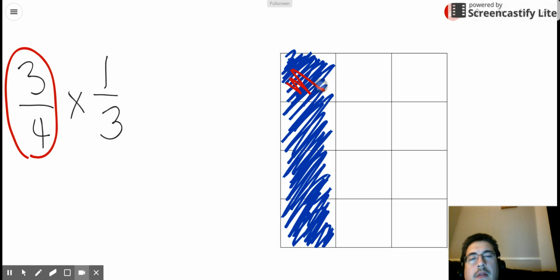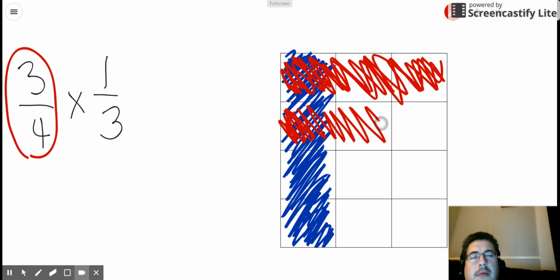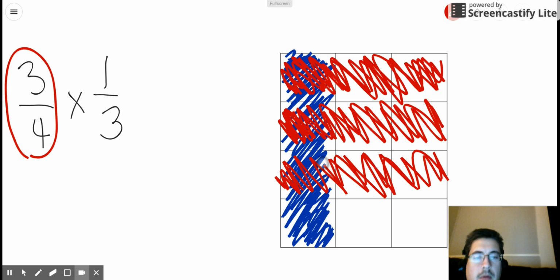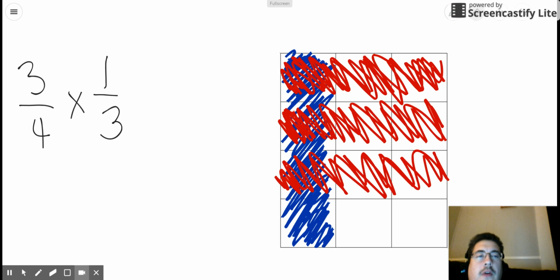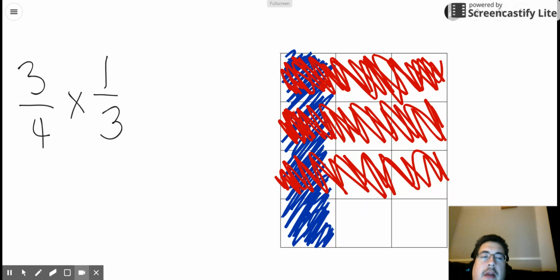So I'm going to color in three of my fourths here. And you guys will be able to do a much better job on a piece of paper with some crayons or some colored pencils. But I hope you get the idea. So I've found 3/4 of 1/3.